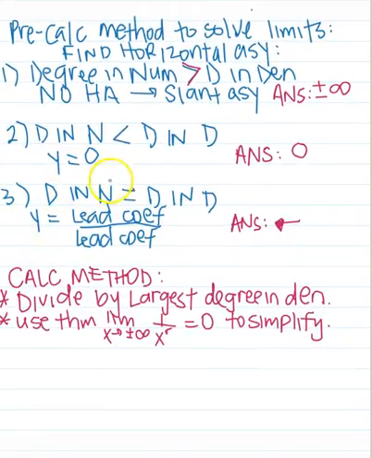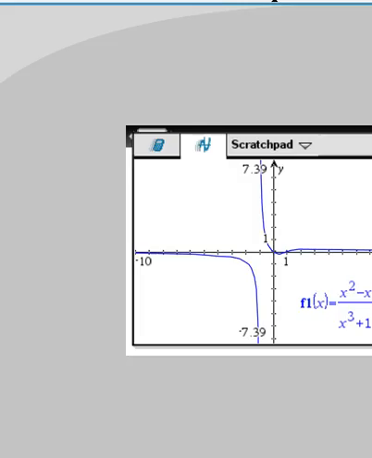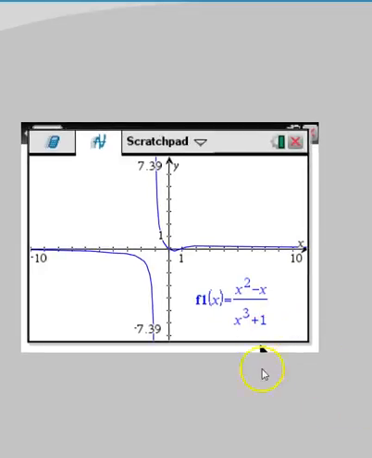All right, so I showed you the first two. Now the last one, the degree in the numerator is equal to the degree in the denominator. You're going to have to take the lead coefficient, so the number in front of the highest exponent, and divide it by the lead coefficient, the number in front of the highest exponent in the bottom. Your answer will be that lead coefficient over the lead coefficient. Let me show you an example of that one.